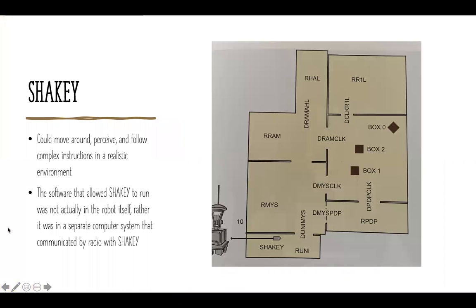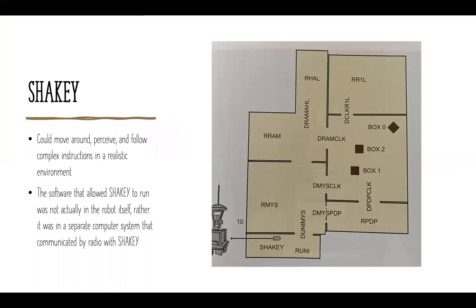One of the famous historic achievements of early robotics, which is also an excellent illustration of the physical symbol system hypothesis in action, is Shaky. Shaky, named for its jerky movements, is a pioneering robot developed in the late 1960s and early 1970s in the Artificial Intelligence Center at what was then called the Stanford Research Institute.